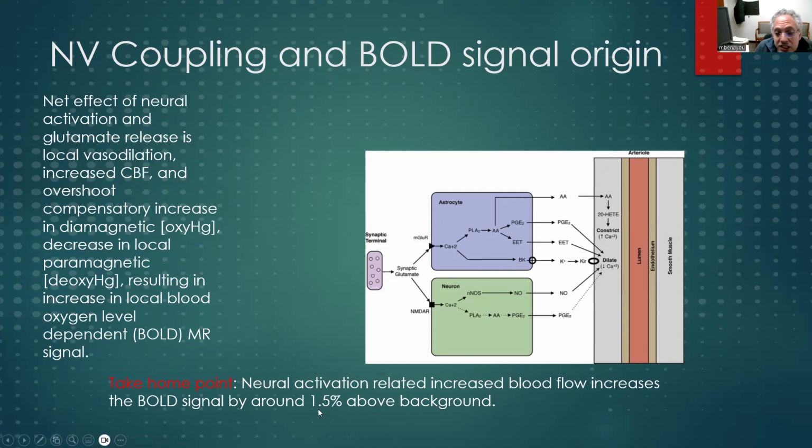So just to give you a sense of the magnitude, it's about a 1.5% change in signal related to this compensatory perfusion change when neurons are activated in a task. So, if we don't do any statistics or any math, that signal is so small and the SNR is so poor a priori that it can be really hard to confidently find that signal in the background. And so we will get to some of the ways in which we overcome that.